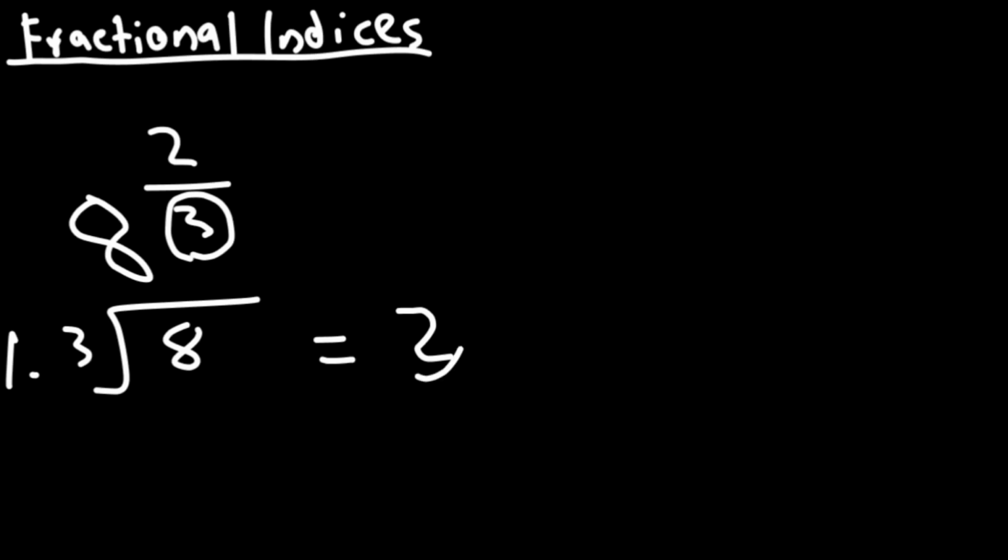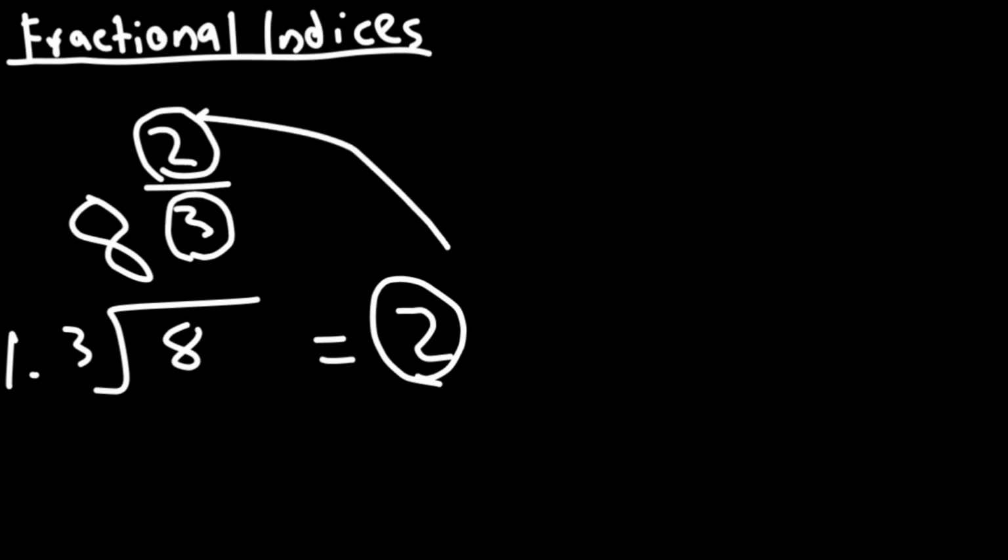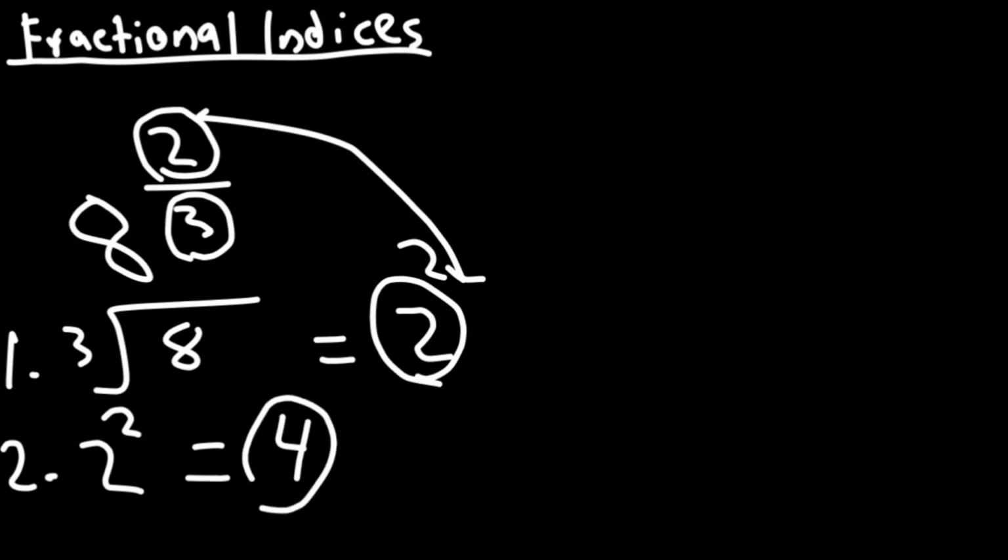And now that I have this number over here too, this numerator goes back in and turns into a power. So my step 2 is the numerator now turns into a power. So it's going to be 2 to the power of 2, which is just 2 times 2, which is 4. And that is my final answer.